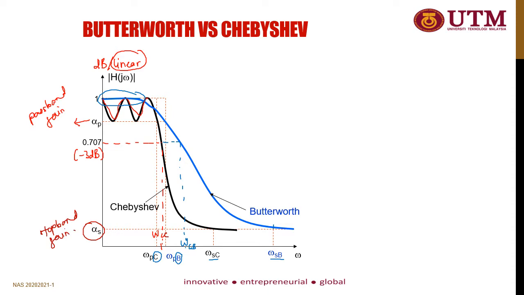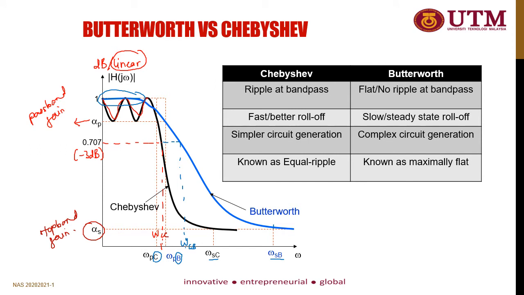Okay, so given by alpha S. Right, so the main key point or the comparison between Chebyshev and Butterworth, in terms of the first one, is the ripples. If you see there are ripples in the passband area, it belongs to Chebyshev, while Butterworth is called flat top, or no ripples at passband.